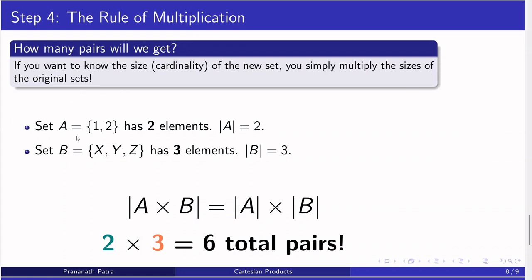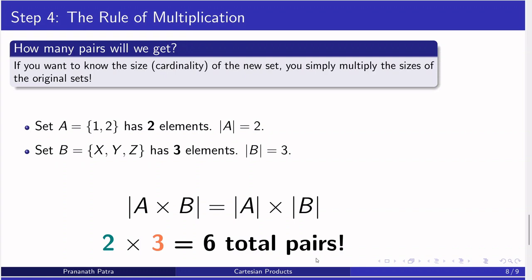Set A equals {1, 2} holds 2 elements, so we write |A| equals 2. Set B equals {x, y, z} holds 3 elements, so we write |B| equals 3. By using our simple rule, |A × B| equals |A| times |B|, we can easily see that 2 times 3 is equal to 6 total pairs.